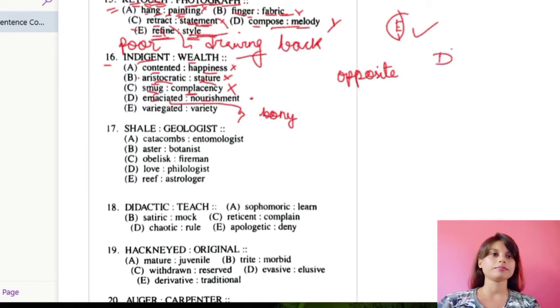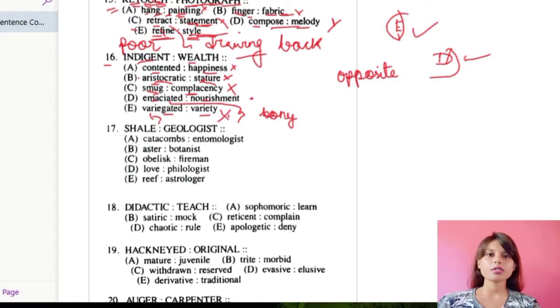Okay, let us move over to the last option also, because we need to at least check the options. Variegated and variety. Now variegated means multicolored, you all know, and variety also means different types. So they are basically meaning the same thing. That is, multicolored means different and variety also means different. So both these words are targeting the same meaning. So we cannot consider this one also. So the correct option would be number D.